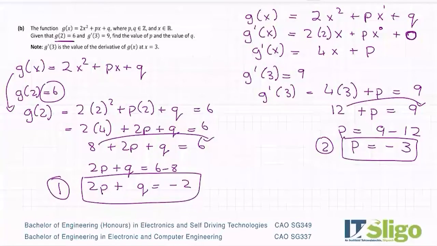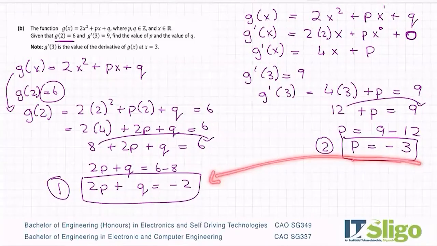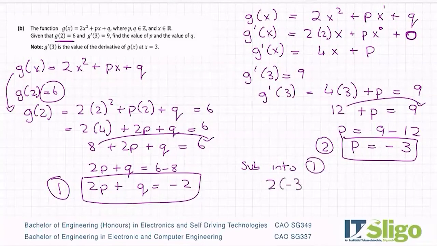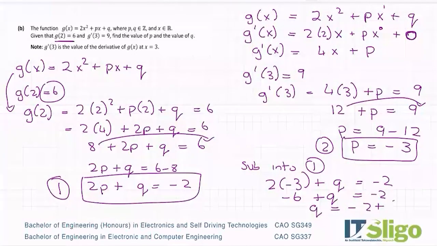Now, as it turns out, it's not a set of simultaneous equations because the q went to 0. I know what my p is, so I can just sub it in to find q. So sub into the first equation: 2 times p plus q is equal to minus 2. 2 by minus 3 is minus 6, plus q is equal to minus 2. Bring over the minus 6 and it becomes plus 6. q is equal to 4.